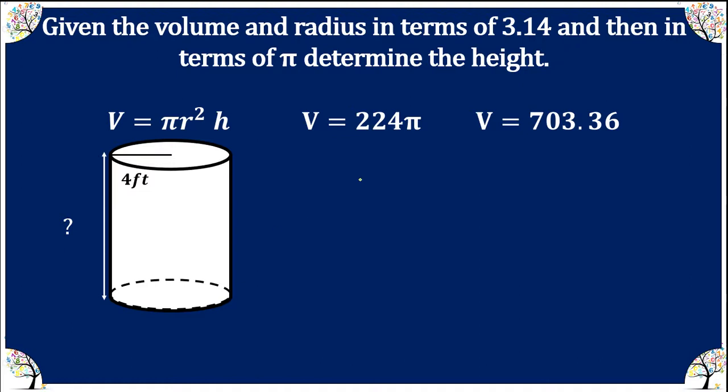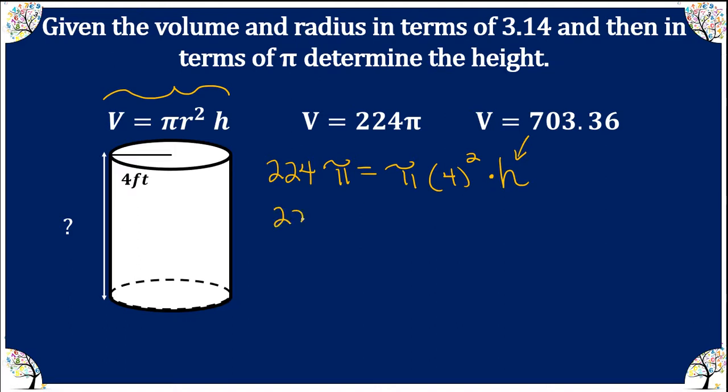Sometimes we are going to be given the volume and the radius and asked to determine the height. So we're going to use our algebra skills. We're going to plug in what we know into our formula and then isolate h in this case because we're trying to find height. We're going to do it first in terms of pi, and then in terms of 3.14. So instead of V, we're going to replace V with 224 pi equals pi, the radius 4 squared times the height. So we're trying to find height.